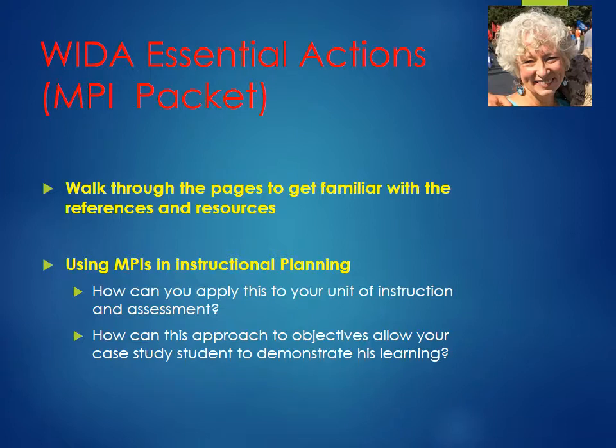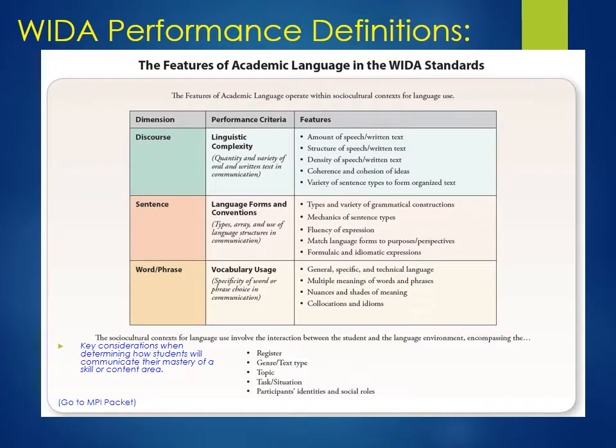As you learn how to develop model performance indicators for your unit of instruction and your assessments, I want you to think, how can you apply this to your unit of instruction, and how could this approach specifically allow your students, for example, your case study student, to demonstrate his or her learning? So as you already know from the can-do statements, your students are at different levels of language proficiency, and these levels are defined by certain performance definitions that include key features of academic language.